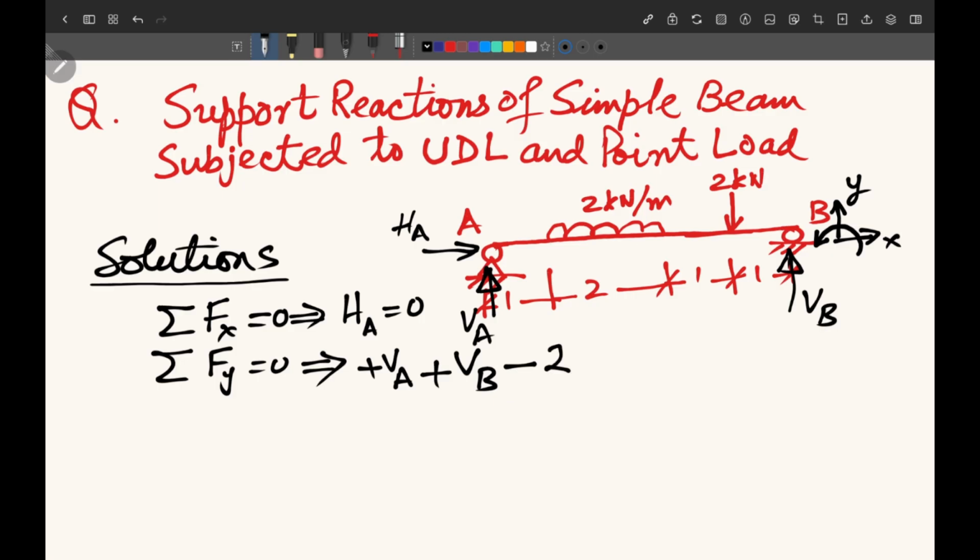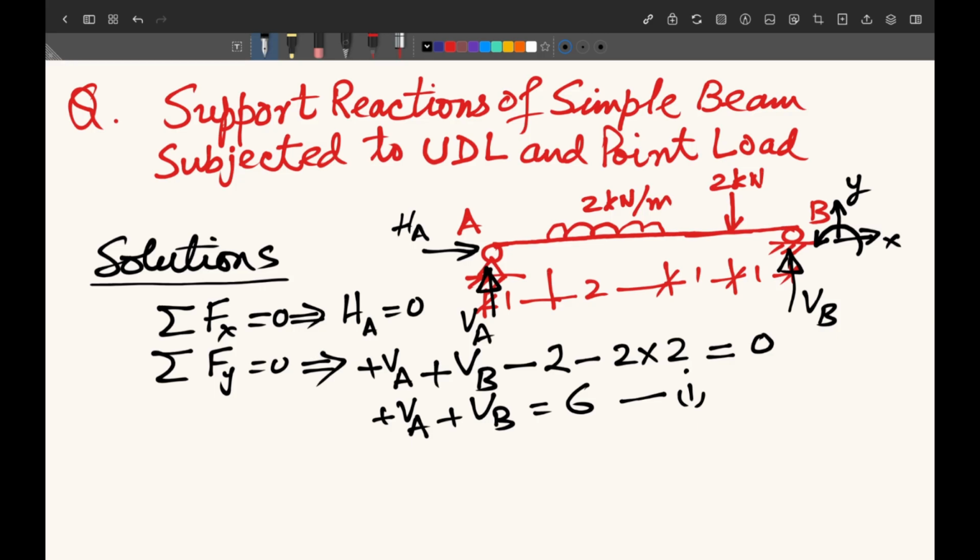Then the UDL is for 2 meter length and it is 2 kilonewton per meter, so the total UDL is 2 into 2. And there is no other load acting on this beam. So sigma Fy is 0, and from here we can say that VA plus VB will be equal to 6. This is our first equation, which shows the relation between VA and VB: the sum of these two reactions will be equal to 6.